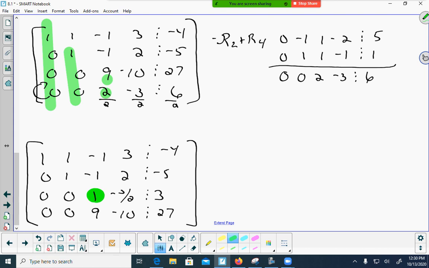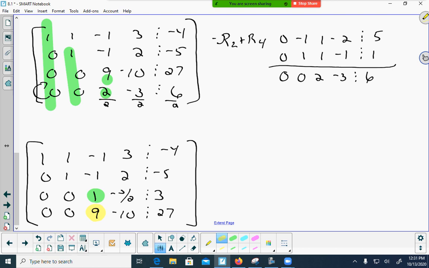So I have this 1 here. What do I want to make this? I want to make it a 0. How will I make that a 0? I can think of it this way. I used row 1 to fix column 1. I used row 2 to fix column 2. I should have, but I didn't really.